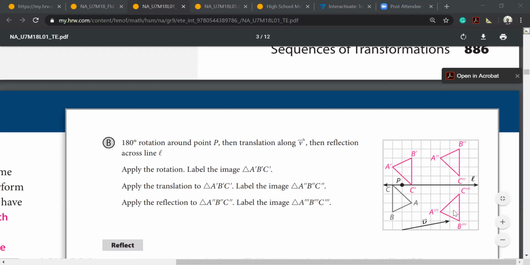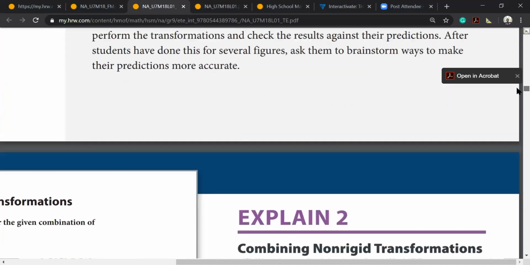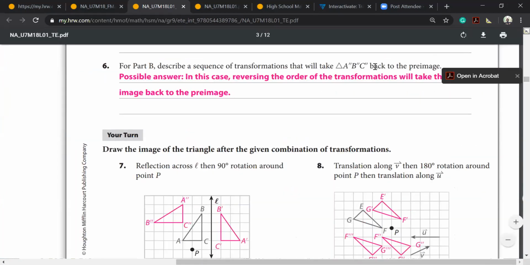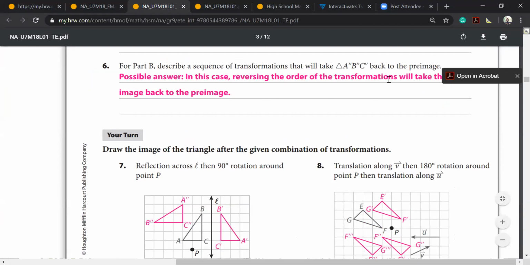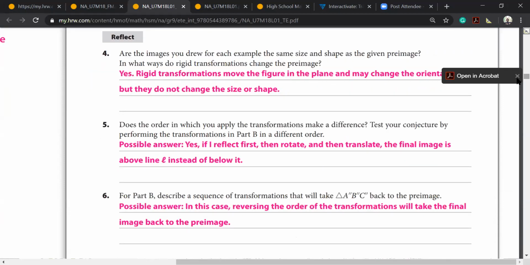I mean, the first thing I should do in the reverse sequence, I should reflect across line L. And then I should translate back, but this time not 5 units right, it's going to be 5 units left and 1 unit down. And then I should rotate back 180 degrees. You are going to be doing it in reverse order. In this case, reversing the order of the transformations will take the image back to the pre-image.